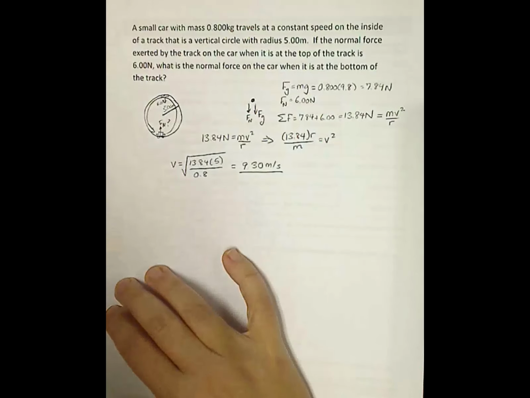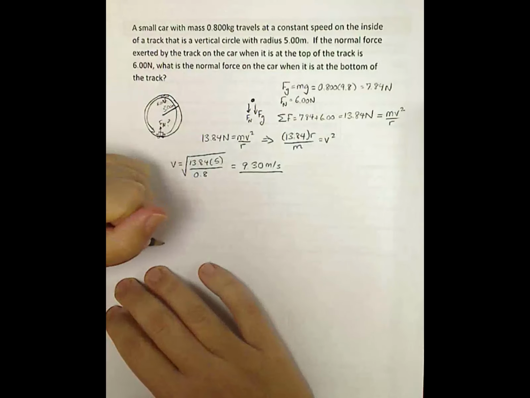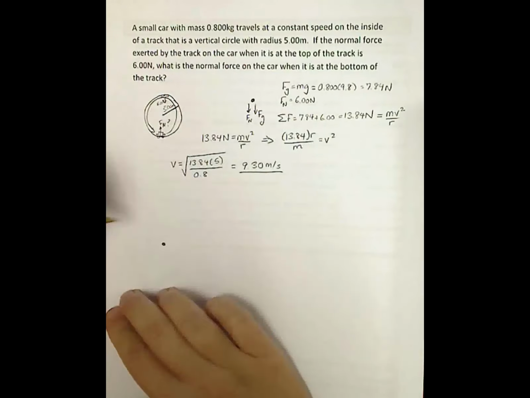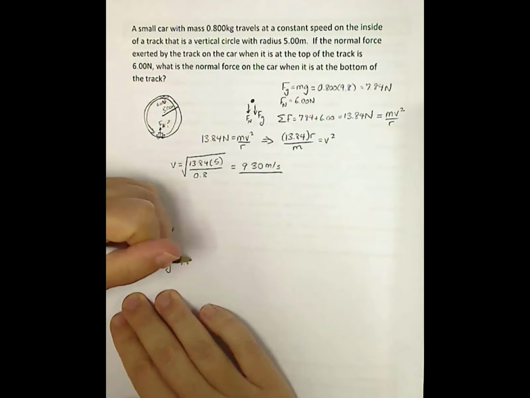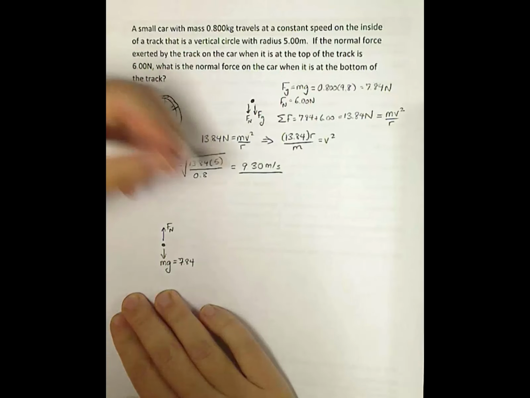Okay, so now we know everything about what's happening at the top of the track. What's happening at the bottom? Let's draw another free body diagram. So now at the bottom, I've got my weight, which is downwards. I've got my normal force, which is upwards. My weight is still going to be 7.84 newtons. My normal force is going to be different, and they want me to find what it is. And again, those are the only two forces we have.